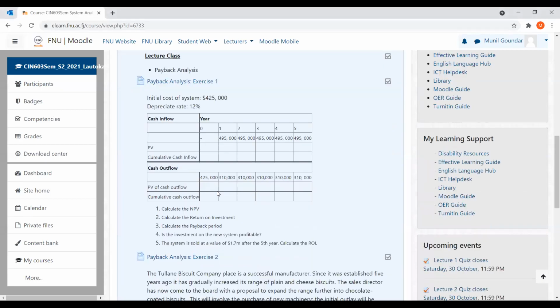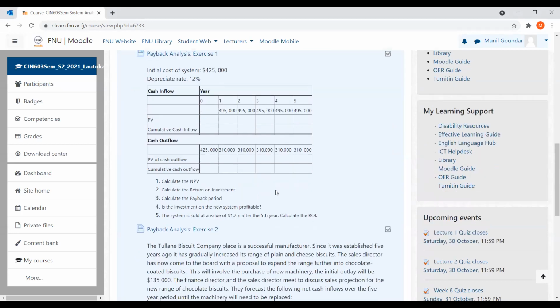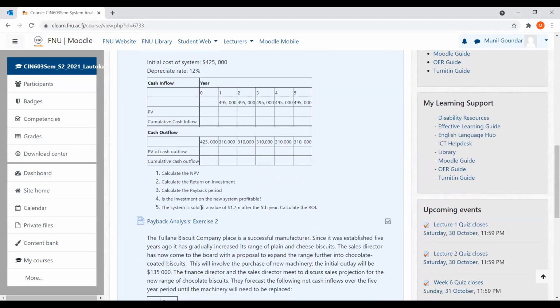Okay, so let's begin with the exercise once again. The initial cost of the system is $425,000. The depreciate rate is 12%. And in the table, you will see the total amount of cash inflow and the outflow. And we are supposed to do the following.